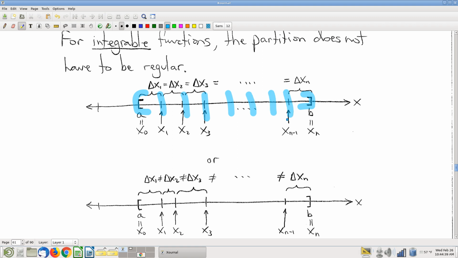We do that out of laziness. There's really no need for it. It makes our lives easier: b minus a over n. Nice simple formula. Get to use it everywhere. That's convenient for us, but it's not actually important.